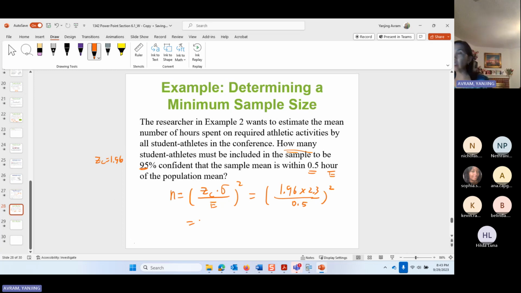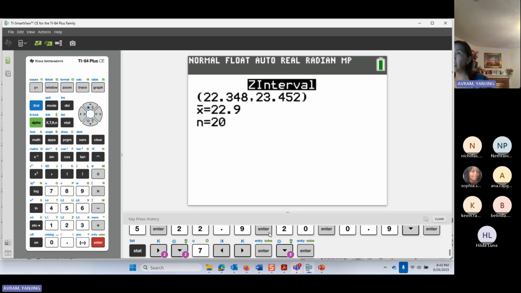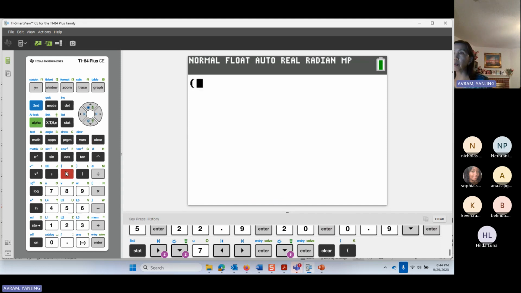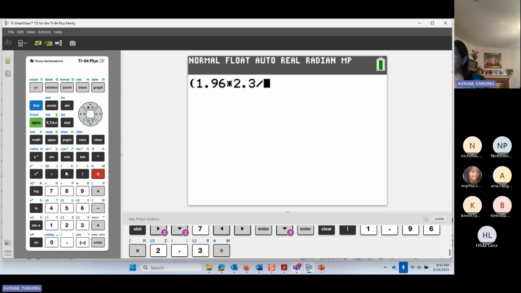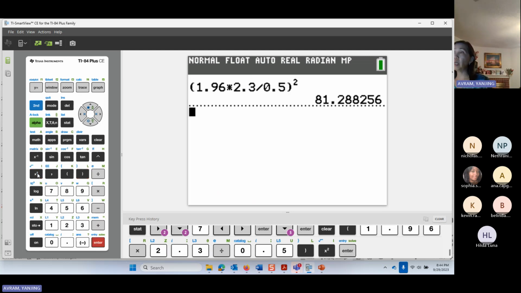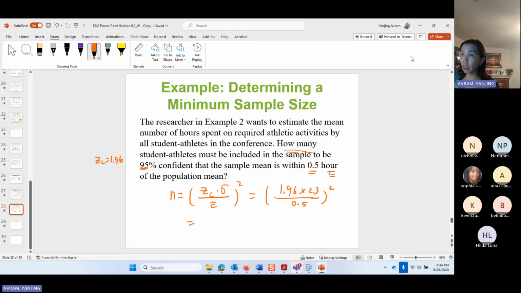So how do we calculate this one? You plug it into the formula, and remember, you have to square. So 1.96 times 2.3 divided by 0.5, close parenthesis, and you square it. Then you have 81.288 something. So for the sample size, we want to round to an integer, because this is the number of people, of students. All these sample sizes have to be integers.